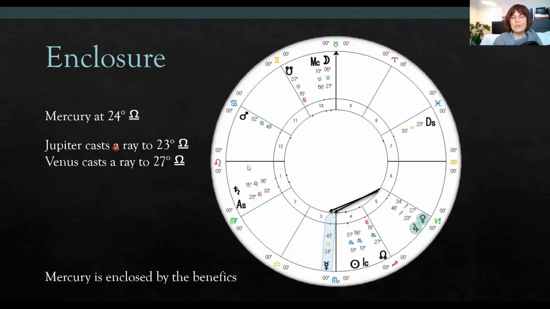So mercurial stuff like speaking and writing and the ability to learn and the general intellect of the native will be experienced as being very positive. And for example, in this particular chart, Mercury is ruling the 11th house of friends and allies, and also the second house of livelihood, possessions, finances. So we can say that the native probably will feel very supported in these two areas of life.